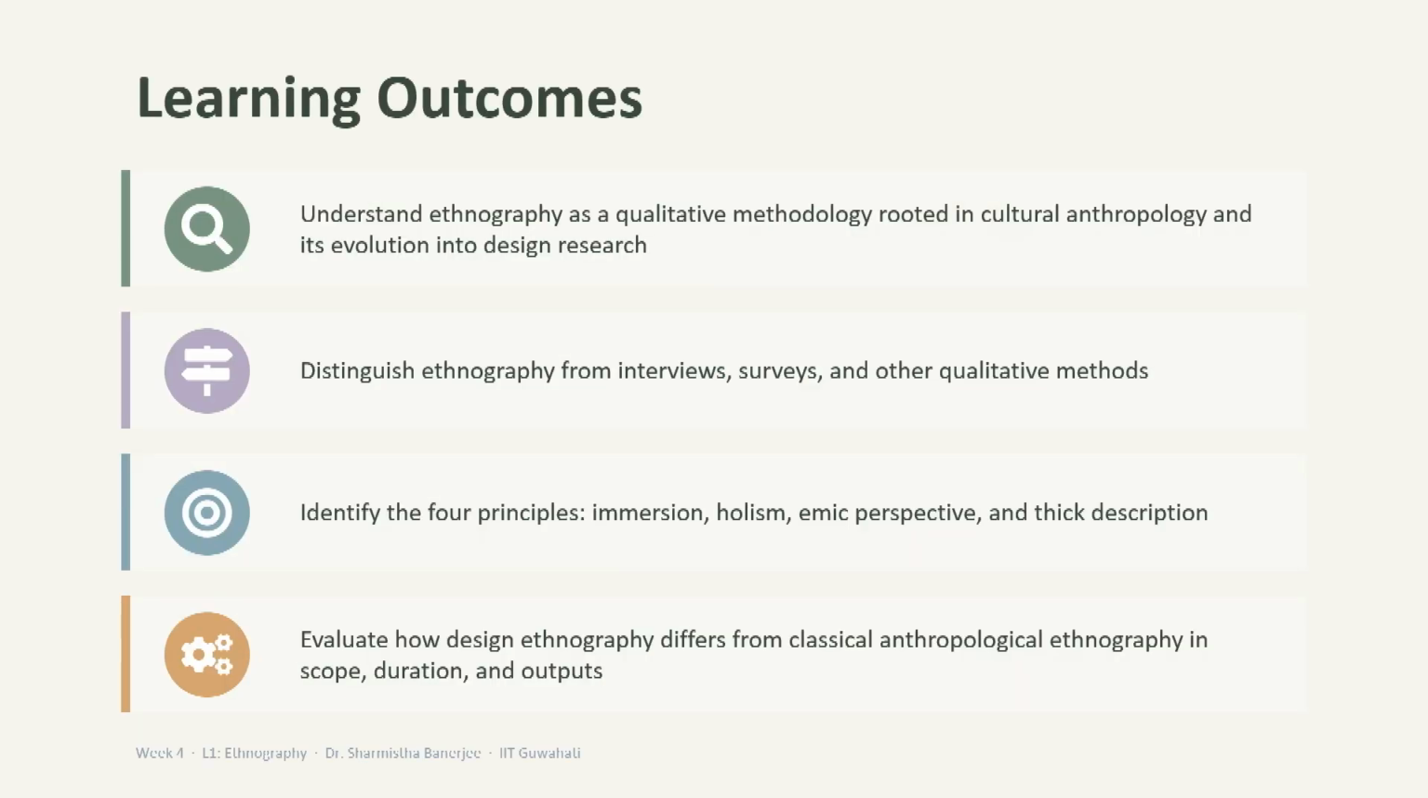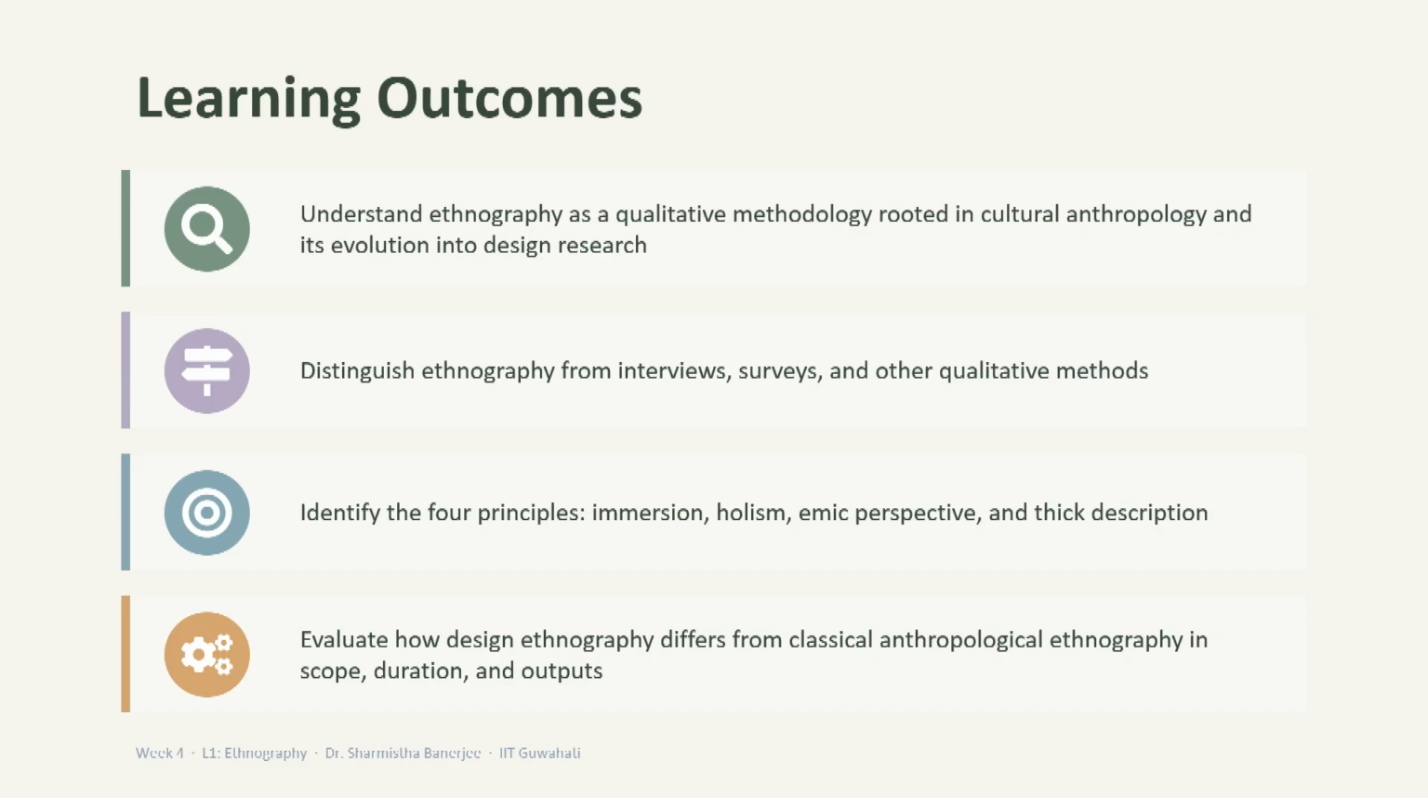In this particular lecture, our key learning outcomes are understanding ethnography as a qualitative methodology rooted in cultural anthropology and the evolution into design research, and as a result the kind of modifications which have happened. Distinguish ethnography from other methods like interviews, surveys and so on. Identify the 4 principles: immersion, holism, emic perspective and thick description. Evaluate how design ethnography differs from classical anthropologic ethnography in scope, duration and outputs.